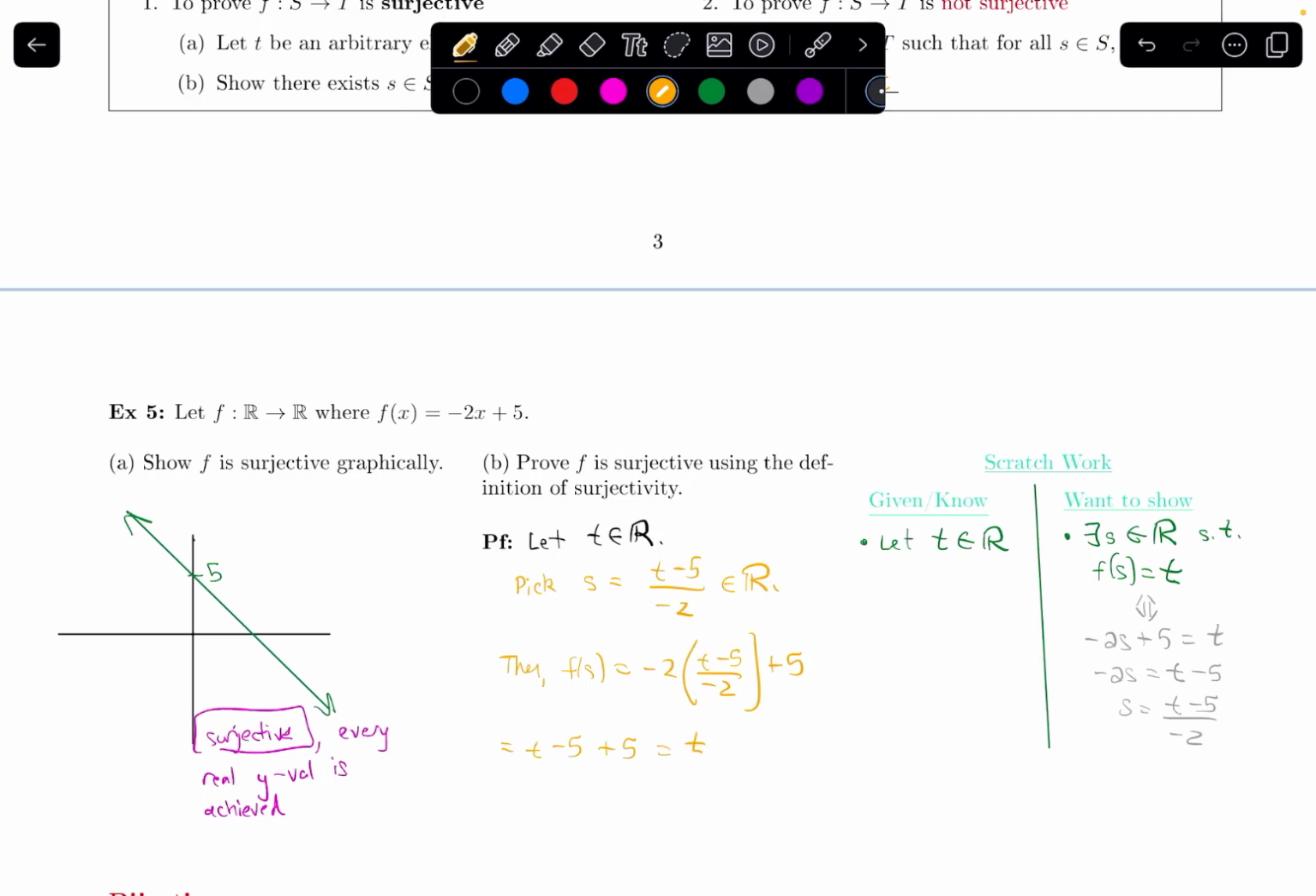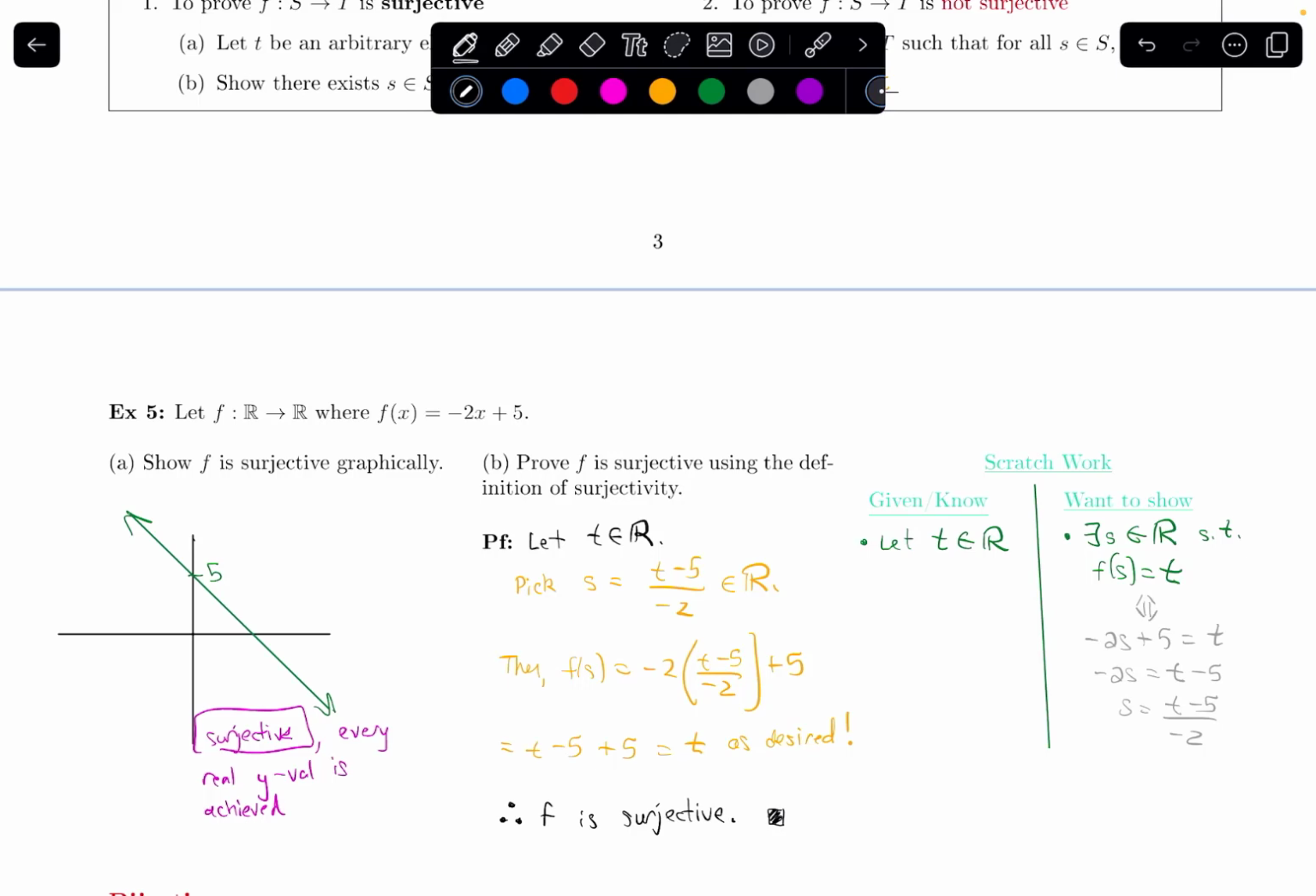But that's precisely what I wanted to show. So sometimes when I get that, I like to write a couple of words like "as desired." That is exactly what I wanted to get. That's what that means. So therefore, this function f is indeed surjective. And that's my proof.